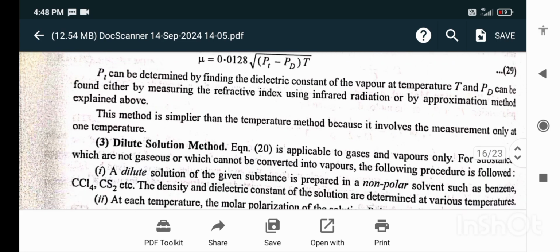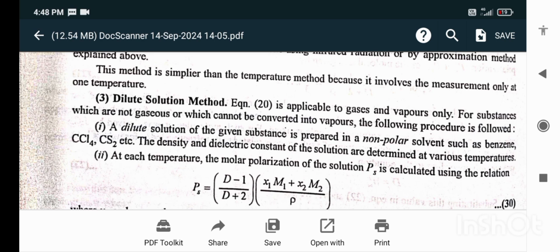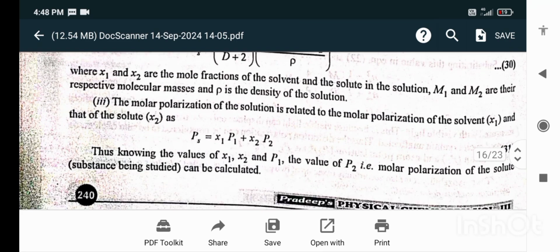The dilute solutions method is applicable to gases and vapors only. For substances which are not gases or which cannot be converted into vapors, the following procedure is followed. A dilute solution of the given substance is prepared in a non-polar solvent such as benzene or CCl4. The density and dielectric constant of the solution are determined at various temperatures.